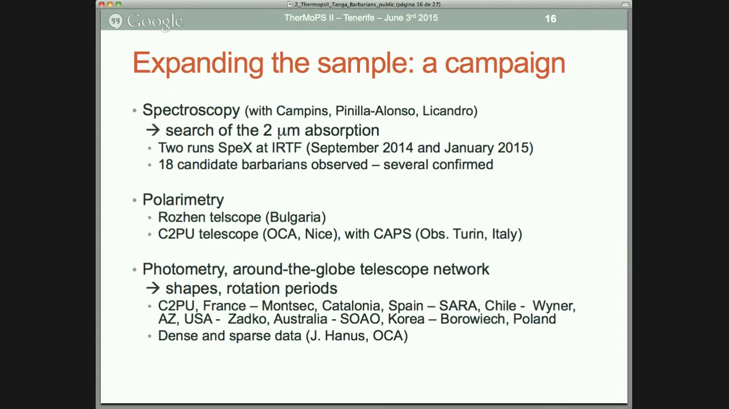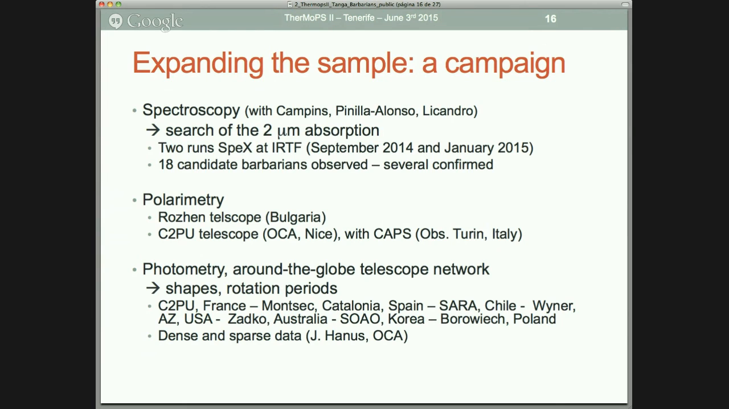So we started an observational campaign, which is still underway, by spectroscopy, searching for the 2-micron absorption in a larger sample of L-type asteroids. We have run SpeX for the moment: 18 candidate barbarians observed, several confirmed in the sense that we get the 2-micron absorption on most of the L-type asteroids we targeted. But we have no direct polarimetric observations of them. So we are performing polarimetry in parallel.